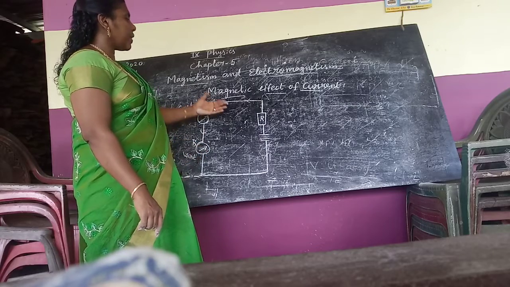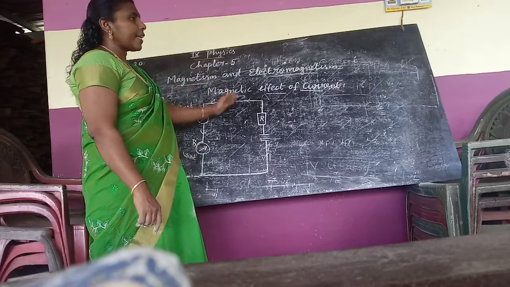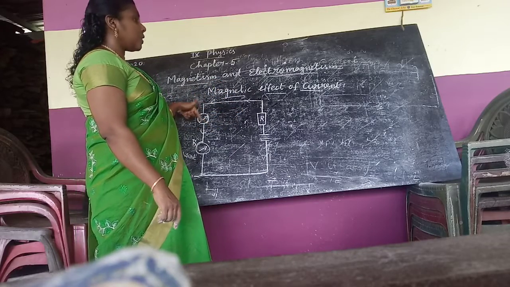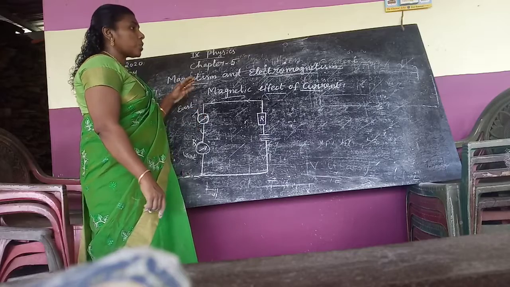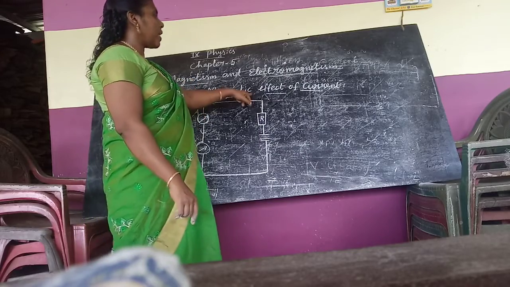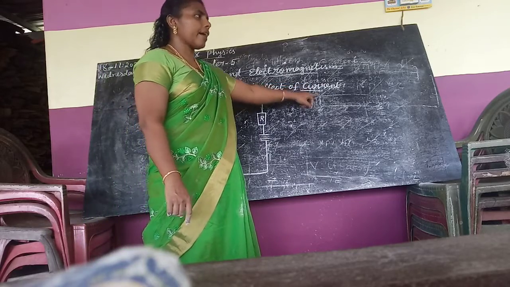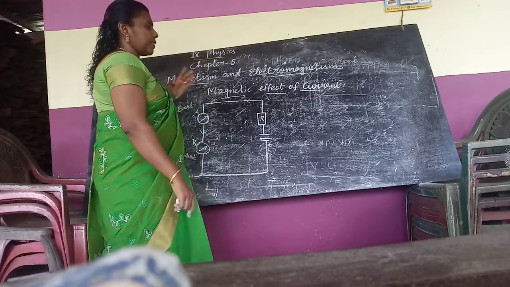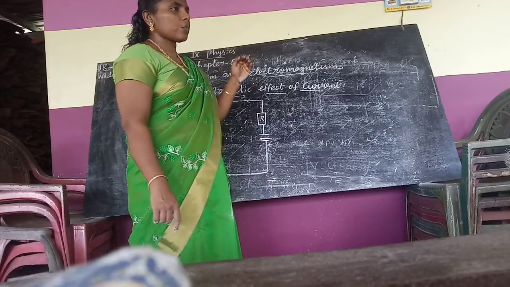So from this we can find out that the magnetic compass also shows a difference near a current carrying conductor. This is the magnetic effect of current. Now next, the force on a current carrying conductor. Suppose when the current passes, some force is there.